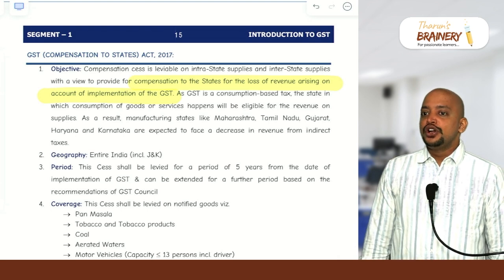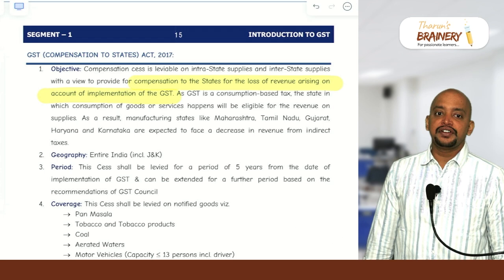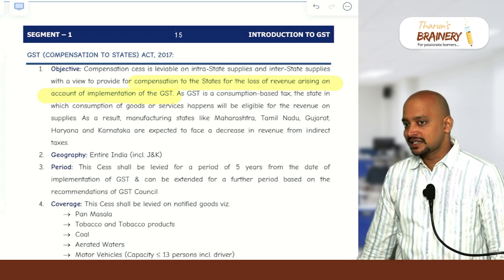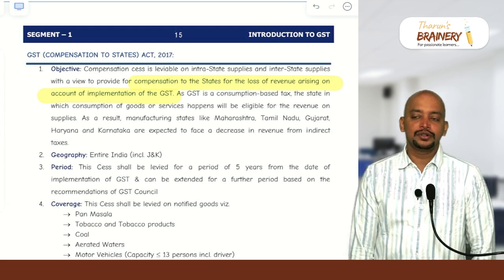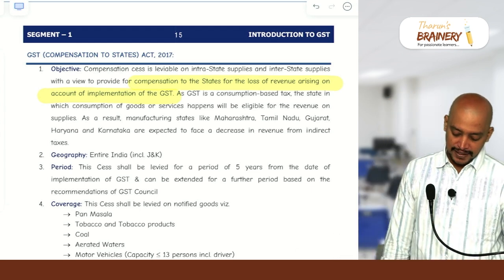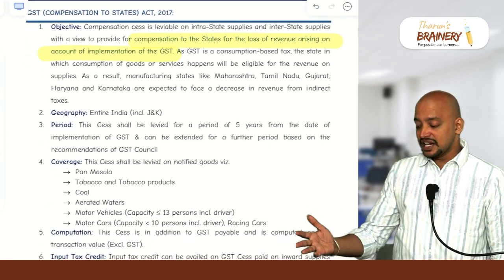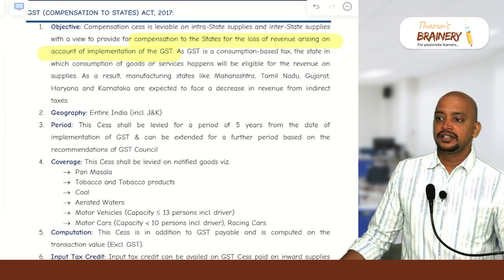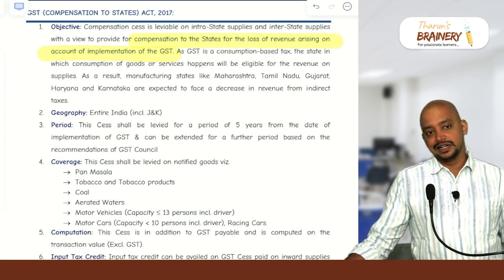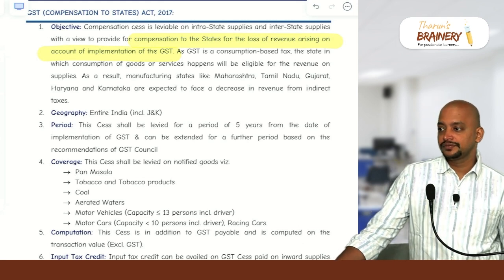Because producing states will not get any GST revenue, and the revenue will be going to the consuming states and the central government. That's why there will be loss of revenue on account of implementation of GST. Then, what is the geography, that is, is the levy across the country or only in those states where there is loss of revenue? All states across the country.